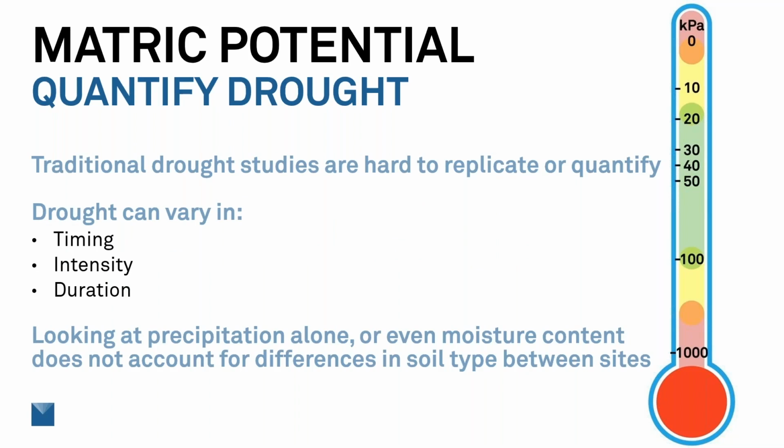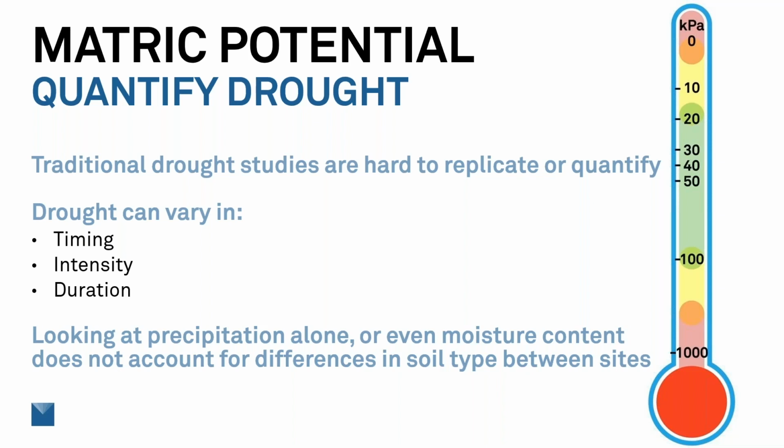So the real value I see in matrix potential for plant research is that it gives you a tool that allows you to now quantify drought stress. And as many of us know, drought studies can be really hard to replicate or quantify or even design due to the fact that drought can vary so highly in timing throughout the season, in its intensity and its duration. And we also know that looking at precipitation alone or even volumetric water content doesn't adequately describe the drought that's occurring in the soil. And it also doesn't really allow us to make easy comparisons across sites with different soil types.